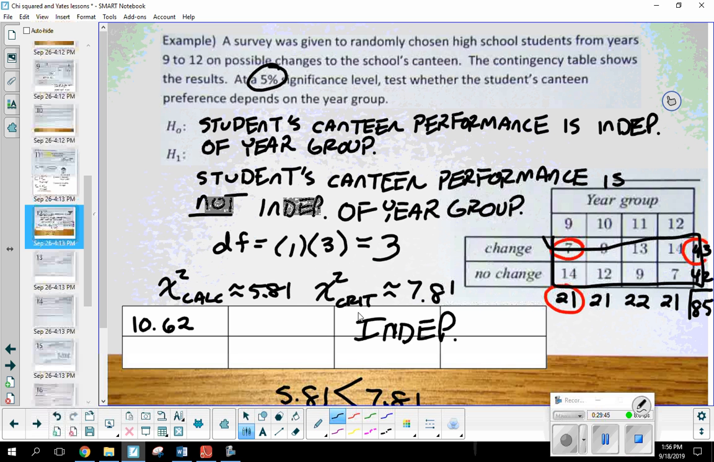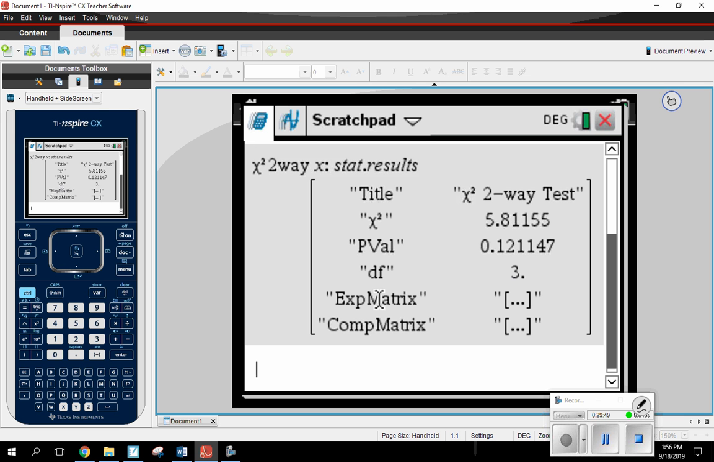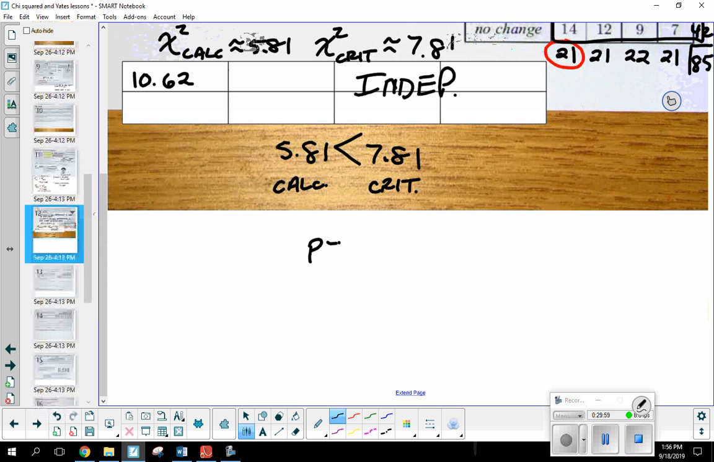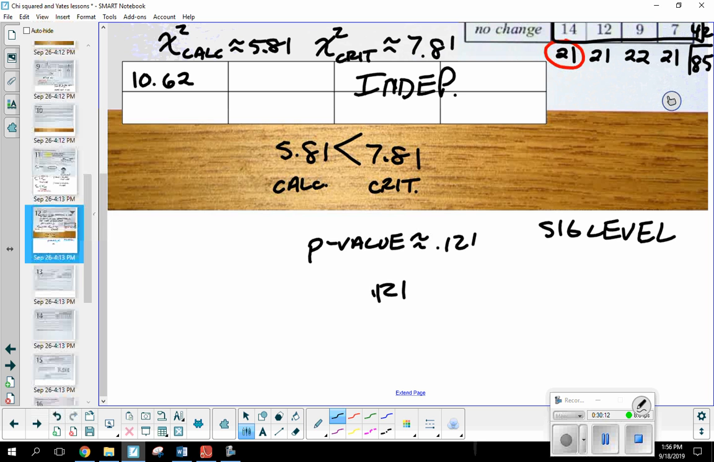This is like a confirmation. Okay. What was the p-value on my calculator? So let's say 0.121. Okay. So the p-value for this problem came out to be 0.121, and we chose a 5% significance level, right? We'll compare the 0.121 to now 5% as a decimal, which would be 0.05. Well, which one's bigger?